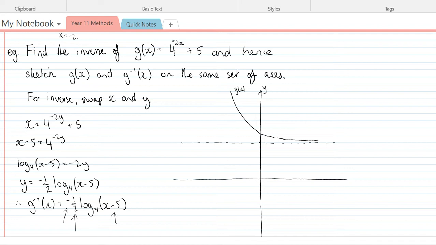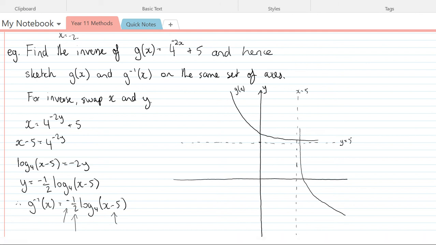The other one is the logarithmic equation. This is translated 5 units to the right. I should label these asymptotes, by the way. So that one there was y equals 5. This one here is x equals 5. And this is a negative log, so it's reflected in the x-axis. And so it should look something like that.